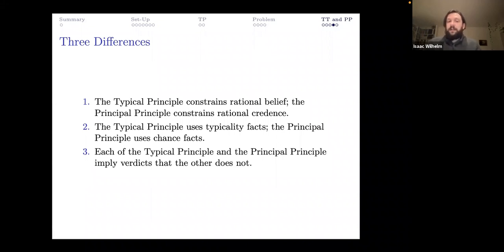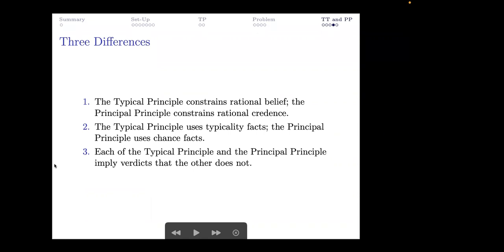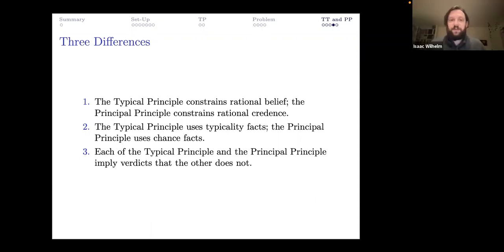So the typical principle and the principle are articulating constraints on rationality using different portions of the world: typicality facts on the one hand, chance facts on the other. Okay, and then finally, each of these principles implies verdicts that the other does not.